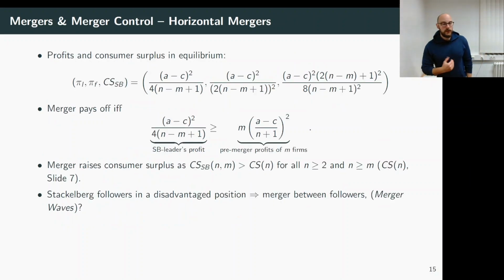So if we now compute profits of the two types of firms, leader and follower, and if we also look at the consumer surplus, then we get these expressions here. And now we can look at whether the merger pays off, right? What we have to look at is the leader's profit of one merged firm, and the pre-merger profits of M firms in the original situation. If you just rearrange that, you will see that this always pays off, right? Because the leader's profit is so much higher than M times the pre-merger profits, which is canonical.